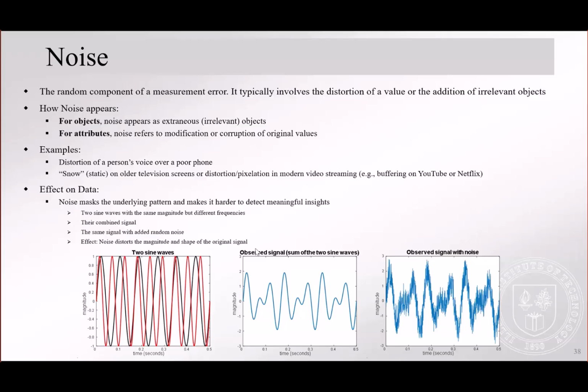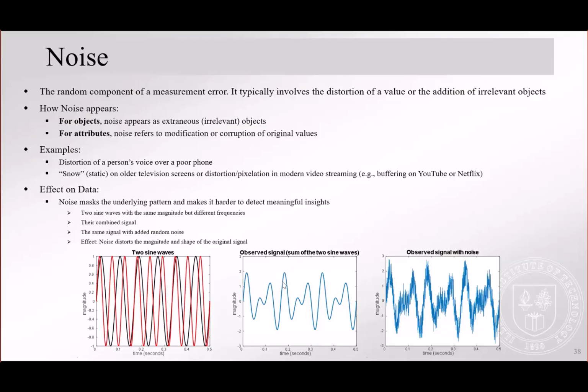Check out these figures here. We have three figures, right? They show how adding random noise to a perfect sine wave distorts its shape and magnitude. It's going to help us understand what's going on. On the left here, we have two clean sine waves. They have the same magnitude but different frequencies. This represents a clean, ideal signal with no errors. So everything is fine here.